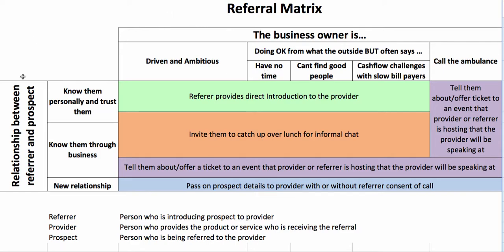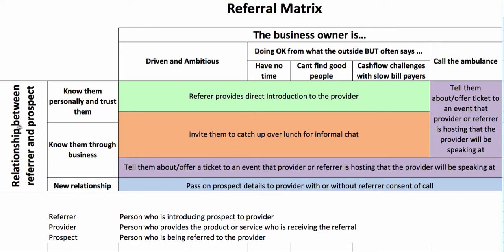So here we have two different axes, okay? On this axis we have the relationship between the referrer and the prospect. And down the bottom here is the definition of what each one is. So the referrer is the person who is introducing the prospect to the provider. I'm going to use the context of me as your coach, if you were going to refer me to someone. So you would be the referrer in that instance, and I am the provider, the person who is providing the product or service or who's receiving the referral. And then the third part here is the prospect, the person who is being referred to the provider. So whoever you may introduce me to.